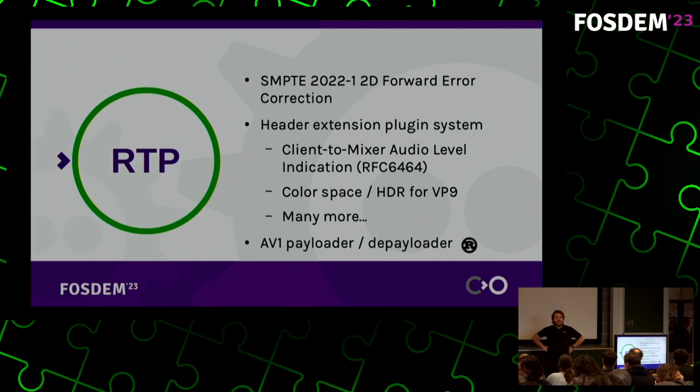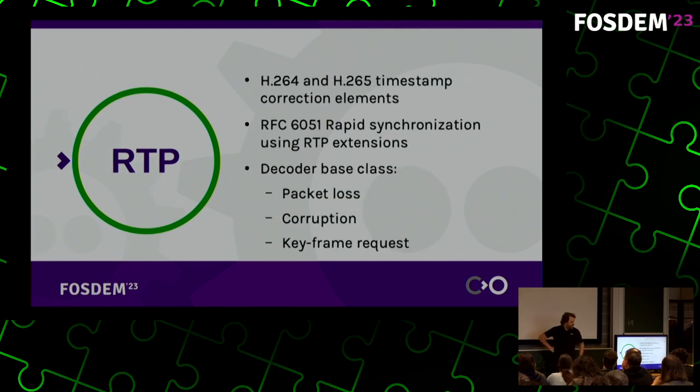Then color space. So this is for VP9. If you want to send HDR over VP9, we now have this RTP extension to make it work. It's compatible with Chrome again. So this is based on a Google experiment. And we have an AV1 payloader and depayloader. So this is, I think, probably the first thing where we've decided that the official implementation of a major feature is only available in Rust. So this is something that we're pretty happy about.